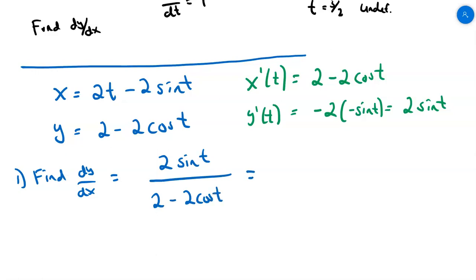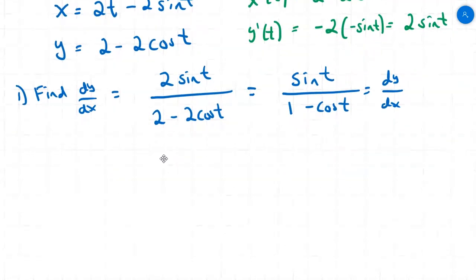Hey, look, they all have a 2 in them. So I can knock a 2 out of everything top and bottom, and the derivative becomes the sine of t on the top, 1 minus cosine t on the bottom. So this thing is the derivative of y with respect to x. Okay, that's interesting. Suppose that I want to find the slope at t equals pi over 4. So this is not at x equals anything, this is at t equals something. So I want to find the slope at t equals pi over 4.